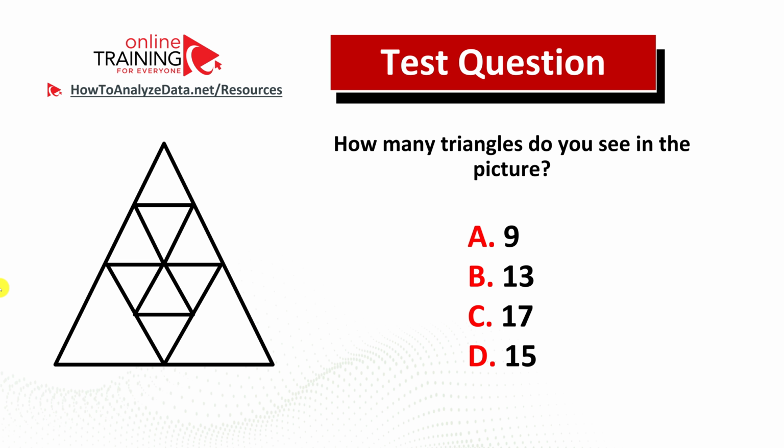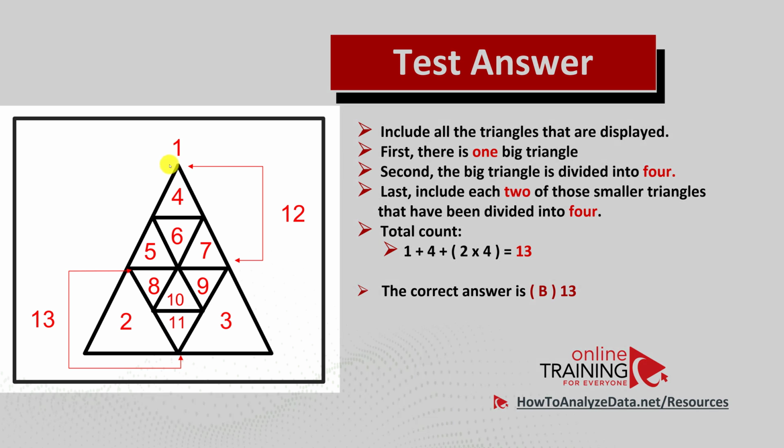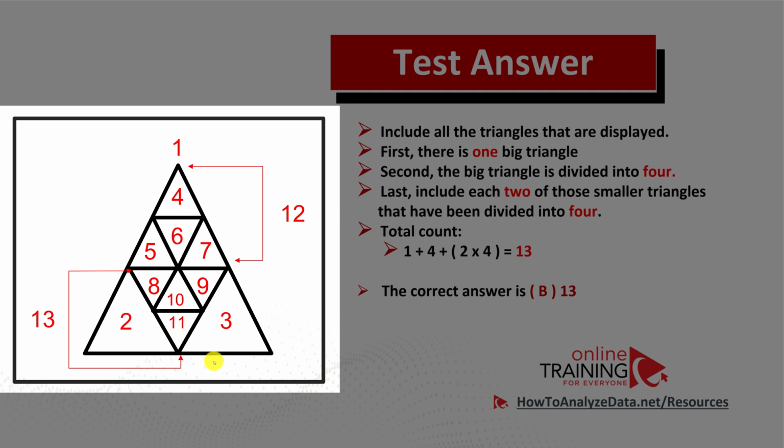Did you come up with the solution? Let's continue to see how we can solve this challenge together. Let me walk you through the process of counting triangles. First, we include the largest outside triangle. Second, we include smaller triangles. Because the large triangle was divided into 4, we include smaller triangles, which are displayed here as 2 and then 3.